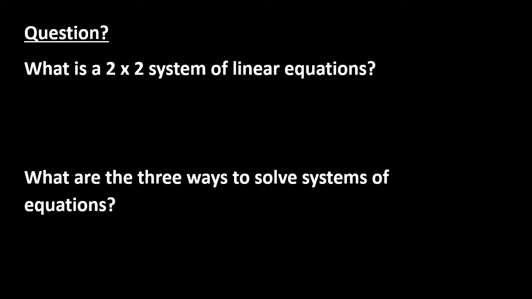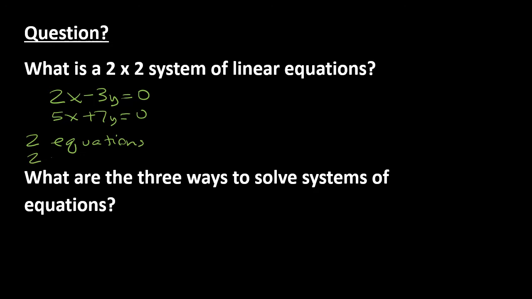Okay, so what is a 2 by 2 system of linear equations? Basically, it's two linear equations. So if we think about this, you could have a problem like 2x minus 3y equals 0 and 5x plus 7y equals 0. So basically we have two equations and we have two unknown variables. So hence we call this a 2 by 2 system.